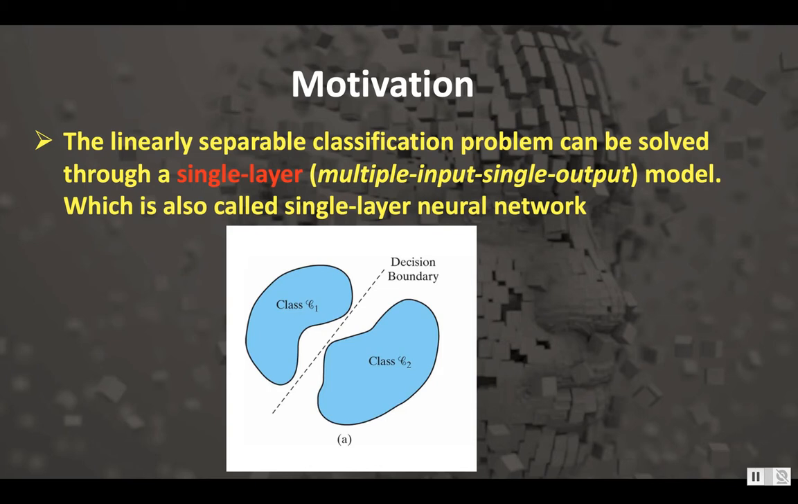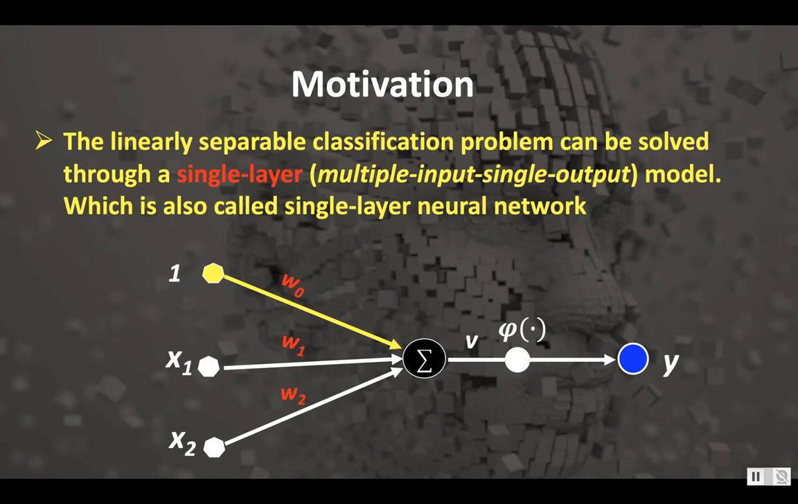We call this the single-layer perceptron, or a multiple-input, single-output neural network. In the last chapter, we learned how to construct the single-layer perceptron, including the weights, the inputs, the output, and the activation function. We also used a computer project to apply this single-layer perceptron to solve a linearly separable classification problem.